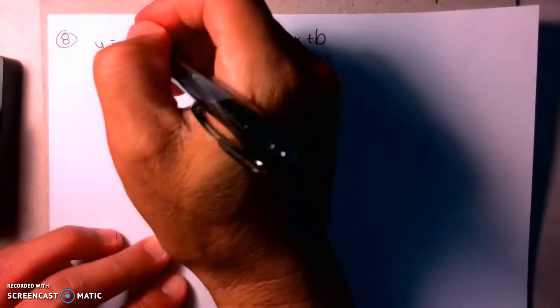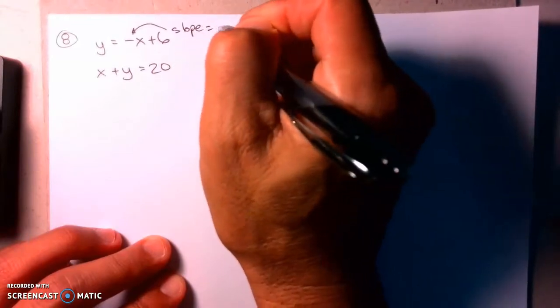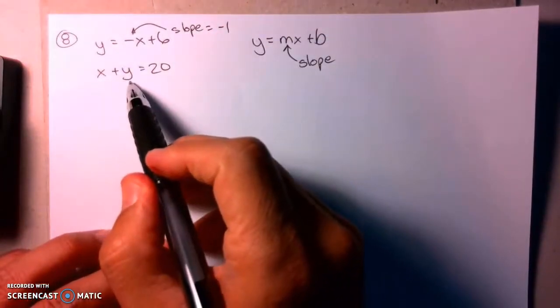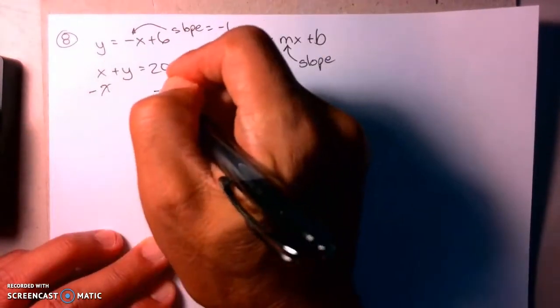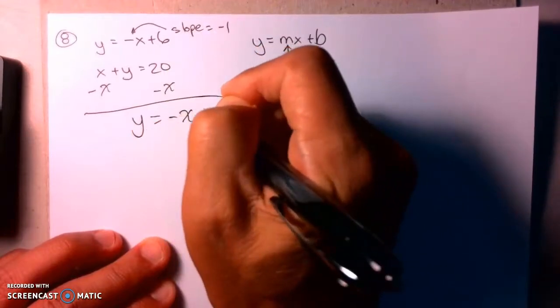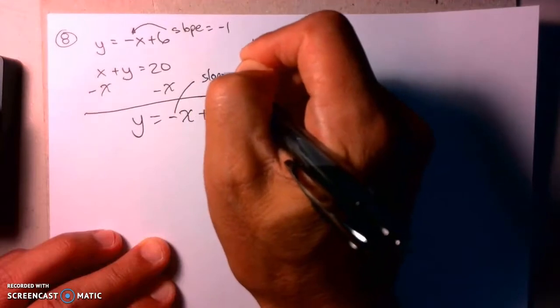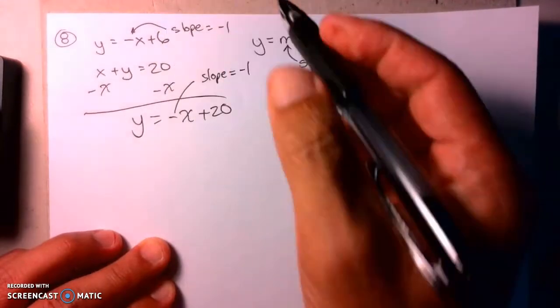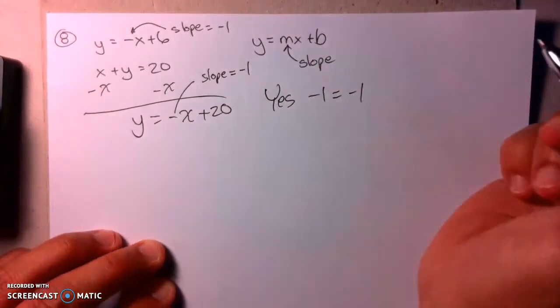So for this first equation, the slope number is -1. For the second one here, because y is not by itself, don't say that the slope is this number here. We got to first move this x over to the other side. y is equal to negative x plus 20. The 20 doesn't even matter. The slope here is -1. So are these 2 equations parallel? You would say yes, because -1 is equal to -1. That's the slope number.